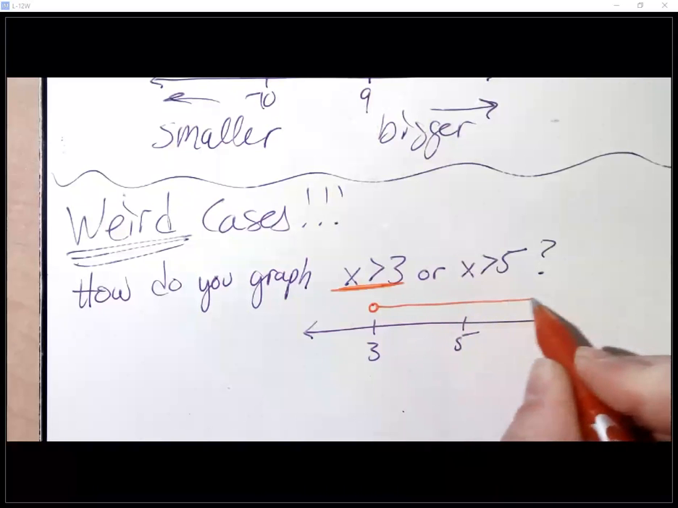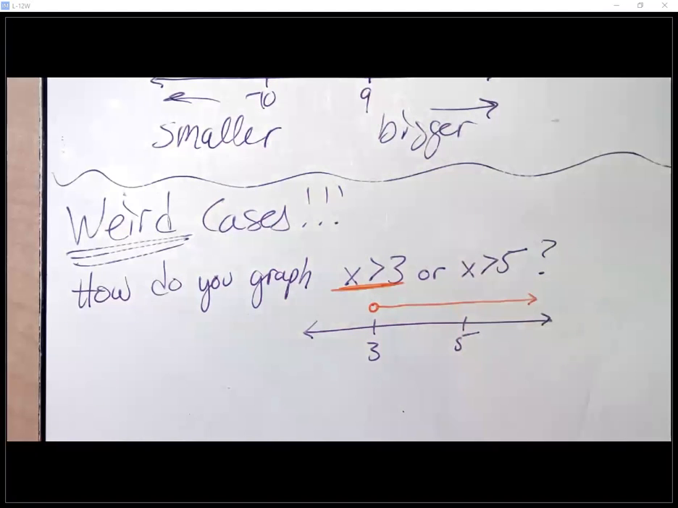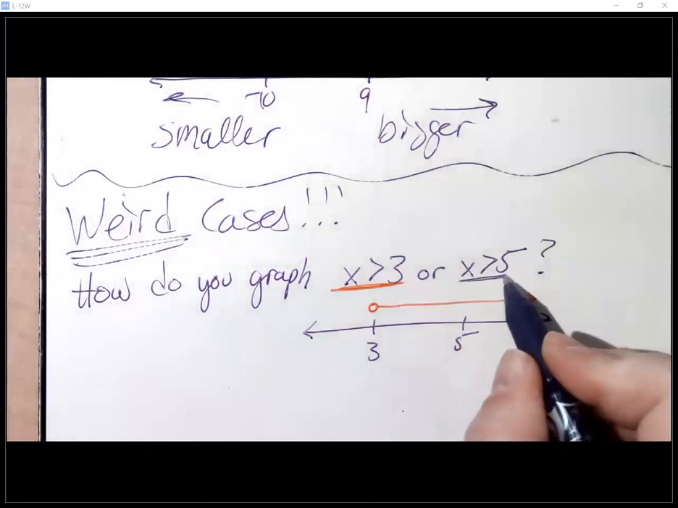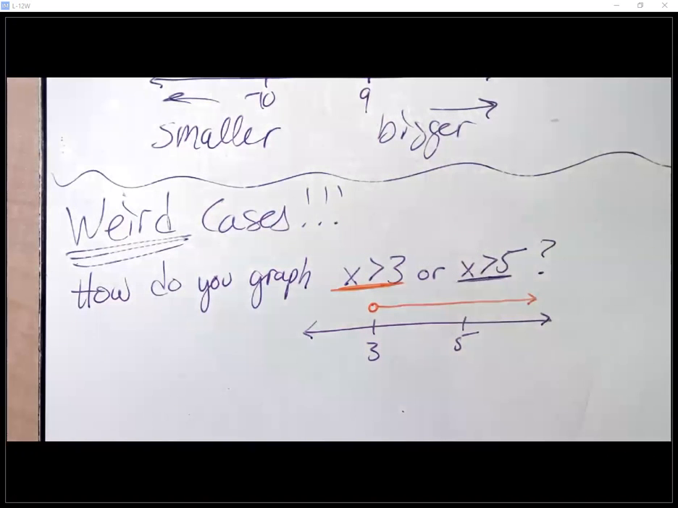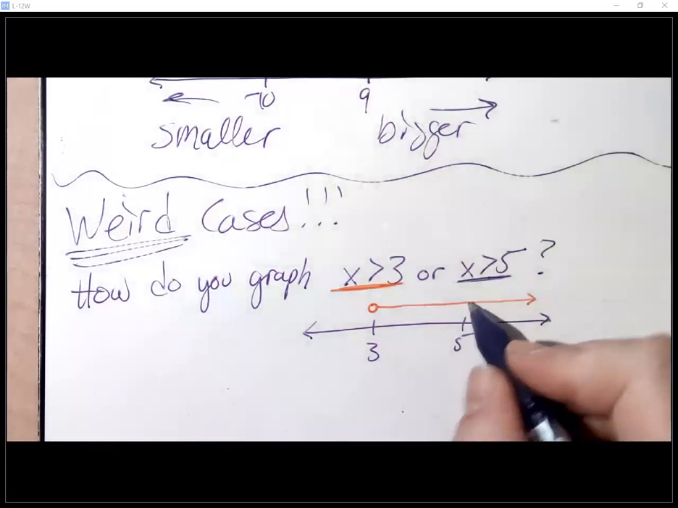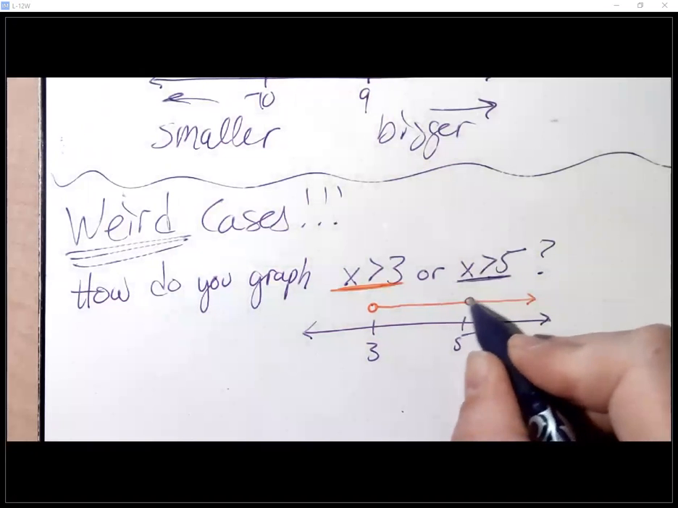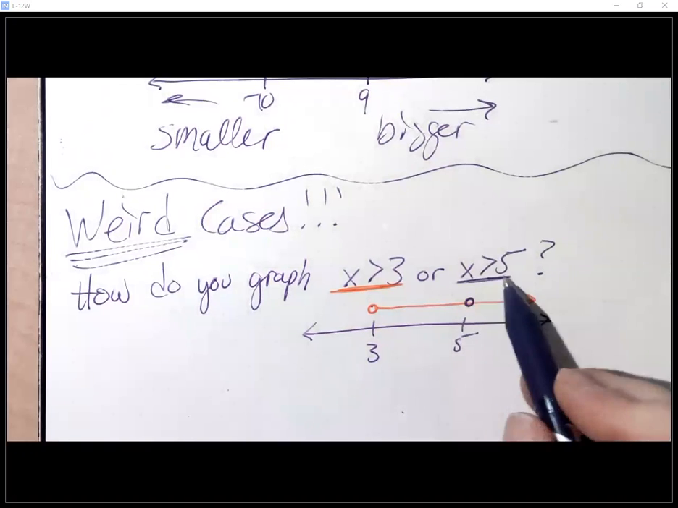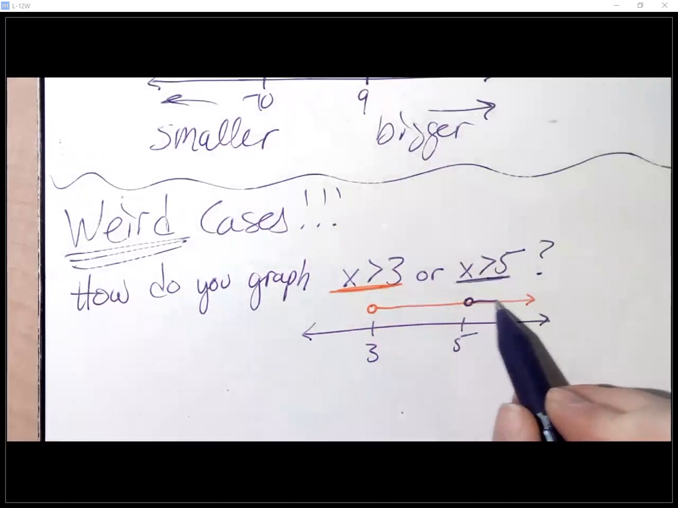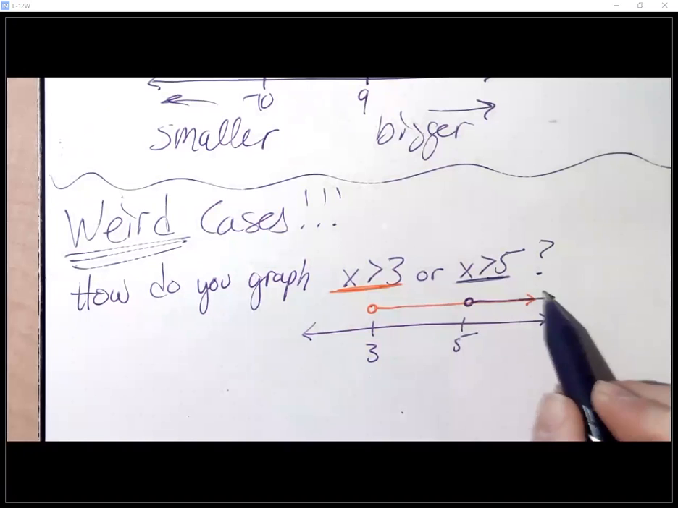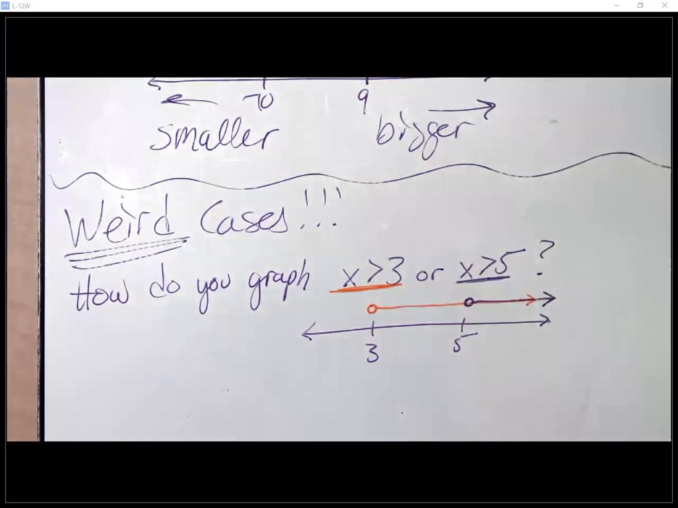So there's that one. Now let's graph the other one. X is greater than 5. I'm actually going to write them, I'm going to actually put them right on top of each other. I want X is greater than 5. So that would also go to the right. That's weird, right? They both go this way.